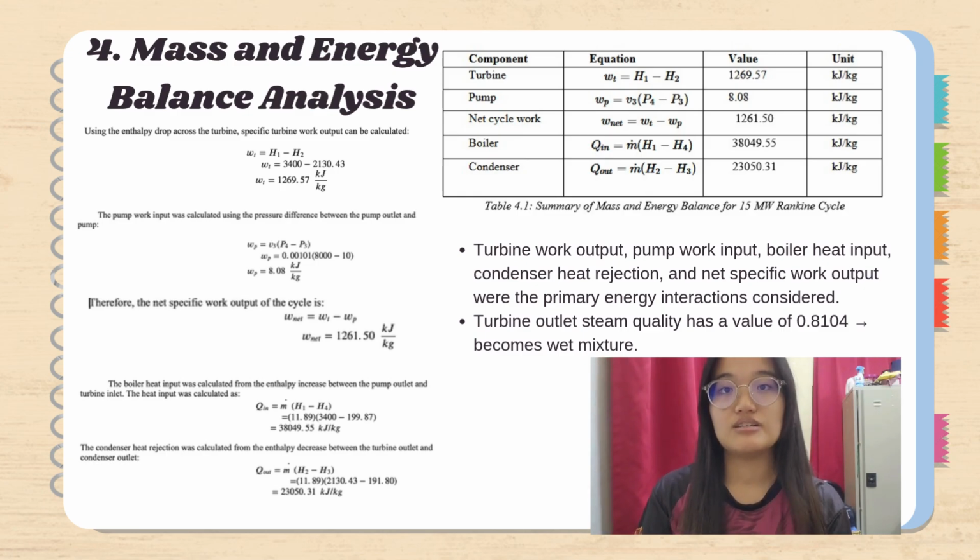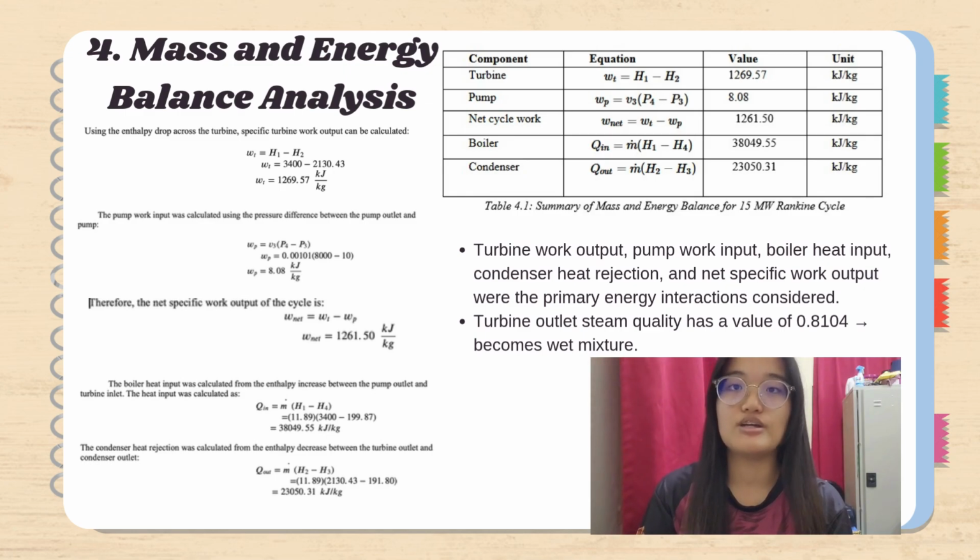This confirms that the turbine is the main component responsible for producing useful work in the cycle. The pump work input was then calculated using the pressure difference between the condenser outlet and the boiler inlet. The pump work was found to be 8.08 kJ per kg. This value is so much smaller than the work output because the pump handles liquid water, which requires less energy to compress compared to the steam expansion in the turbine.